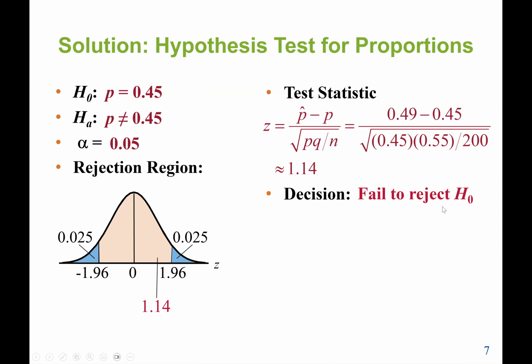here we say fail to reject H0. Why? Because we can see our value here, 1.14, and we have negative 1.96 to positive 1.96. So 1.14 will be in the rejection region, which is the brown area. I mean, it will be in the accepted region, which is the brown area. So here we say fail to reject H0. We fail to reject H0. Actually, 1.14 is in the brown area.